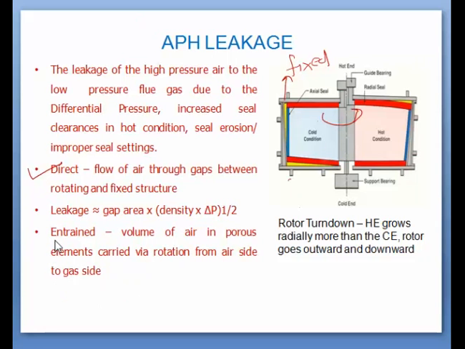There is another cause, that is the entrainment of air in the porous heat absorbing element, which is carried during rotation from the air side to the gas side. It means the cold air is going through this side, some air may be entrained or locked up, and during rotation it will go to the flue gas side.